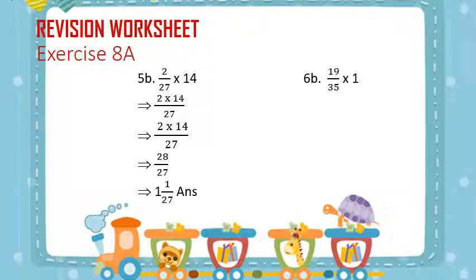Now let's come to the next sum, which is 6b. Here we have to multiply the fraction 19 by 35 by 1. So in the numerator it will be 19 multiplied by 1 upon 35 in the denominator. So our answer is 19 upon 35, and this is a proper fraction. So this is our final answer.